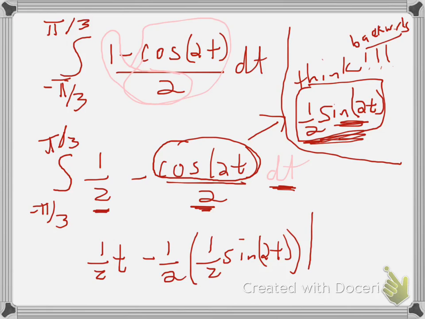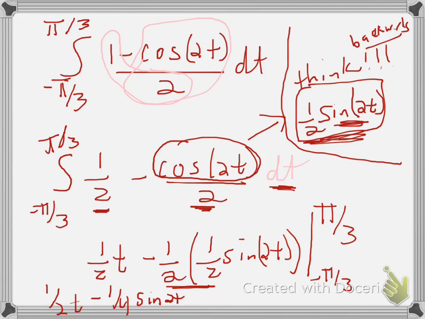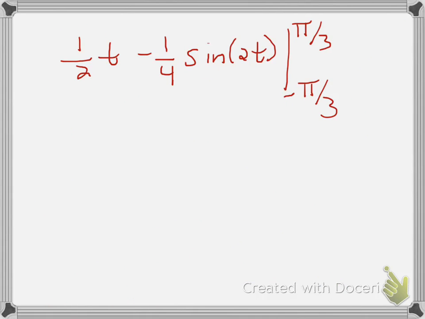Okay, and of course we're going to bound that from negative pi thirds to pi thirds. Okay, now what you want to do is clean that up a little bit. So here, right, like a half times a half is a fourth. So I'll let you take a moment to clean that up. Okay then, so all I did was take this here and just kind of clean it up a little bit before I evaluated the bounds. So I wrote that on the next slide.